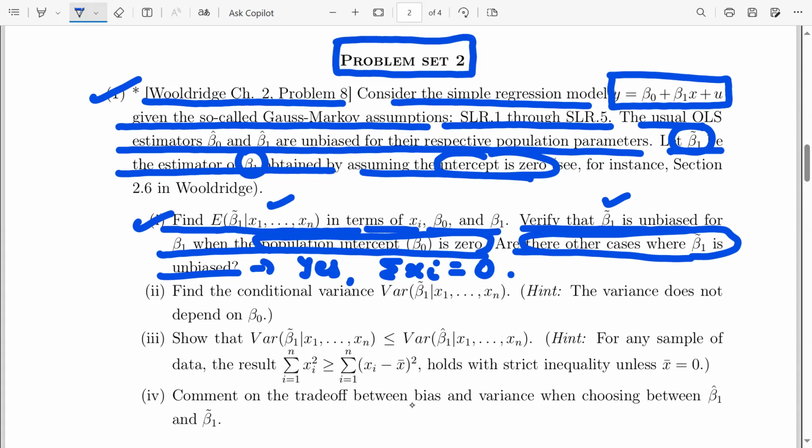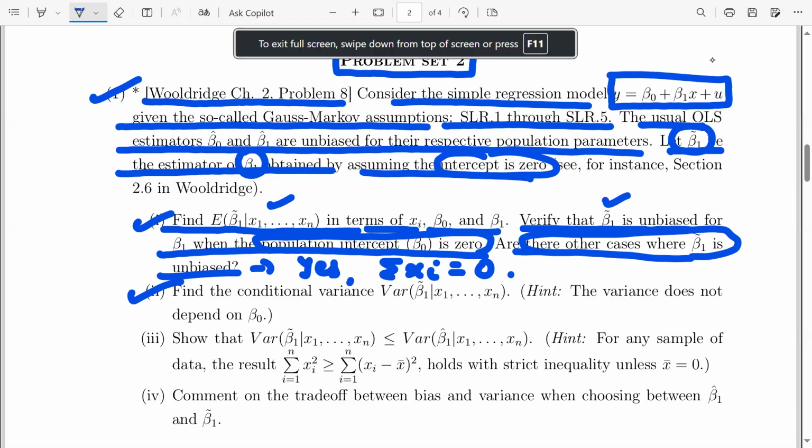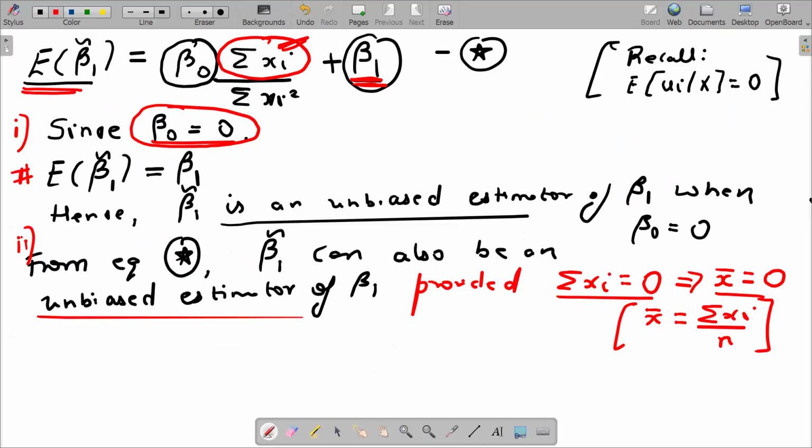So hoping all students have understood how we have solved this particular problem and have no doubts. Let's look at part 2 now. Find the conditional variance of beta 1 tilde conditional on x1 to xn. So let's quickly come back to the whiteboard. Let's find the variance now. So if I erase all this off.